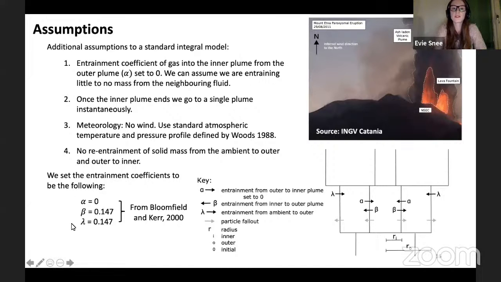Here on the lower left, I have listed the entrainment coefficients that we use. You can see our alpha is set to 0. So this is the entrainment coefficient to define how much is going from the outer plume to the inner plume. And then the other two here are values taken from Bloomfield and Kerr 2000.